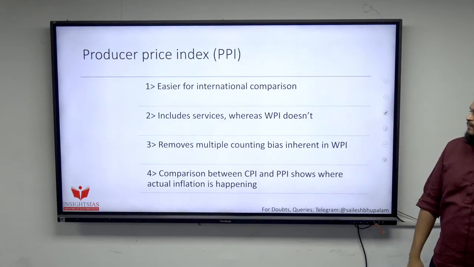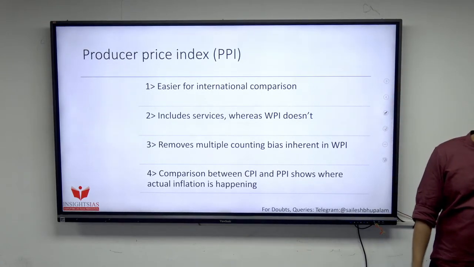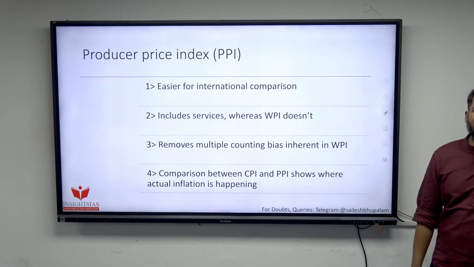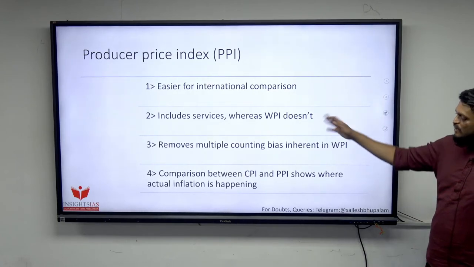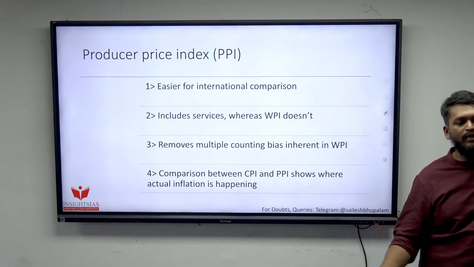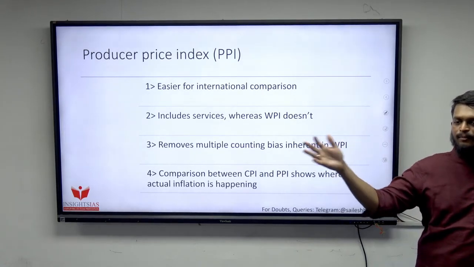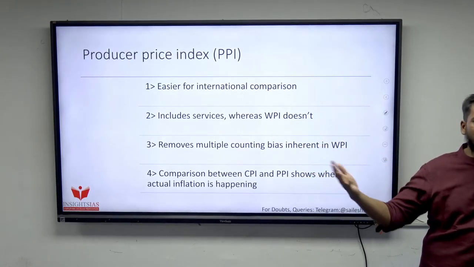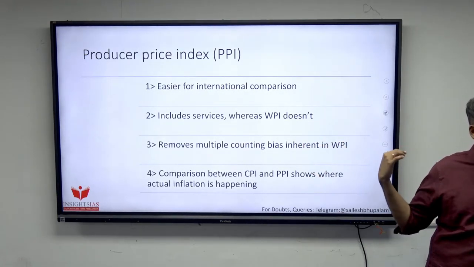Why are we trying to create PPI? Because many countries already have PPI, and it is easier for international comparison if we have it. It includes services, whereas WPI will not include services. We have not created it so far, but in other countries PPI includes services. To be able to compare with them, we should also have services.